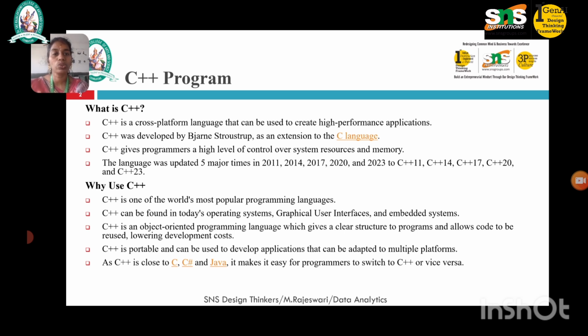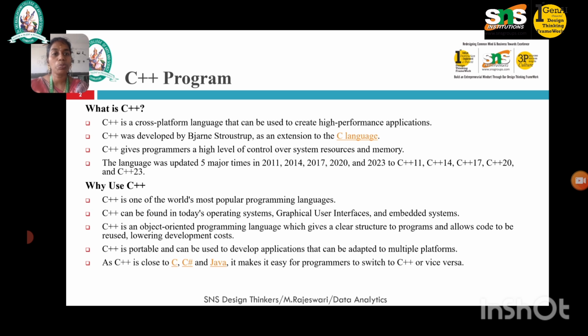So why do we have to use C++? C++ is one of the world's most popular programming languages. It can be found in today's operating systems, graphical user interfaces and embedded systems. C++ is an object-oriented programming language which gives a clear structure to programs and allows the code to be reused, lowering development cost. So based on the cost, we can select C++. The development cost is much lower in C++.